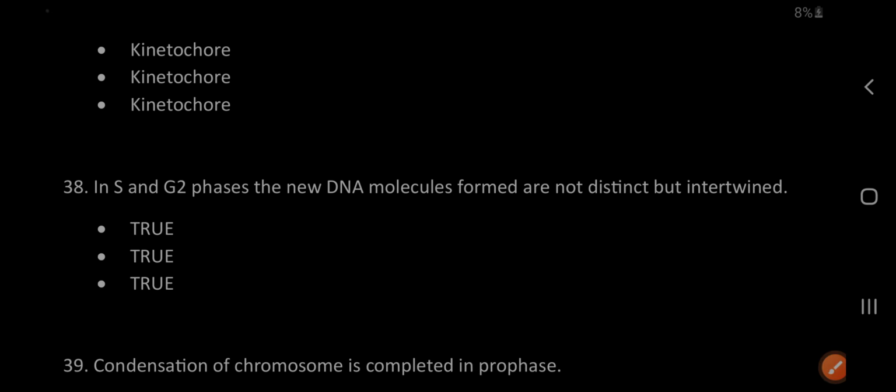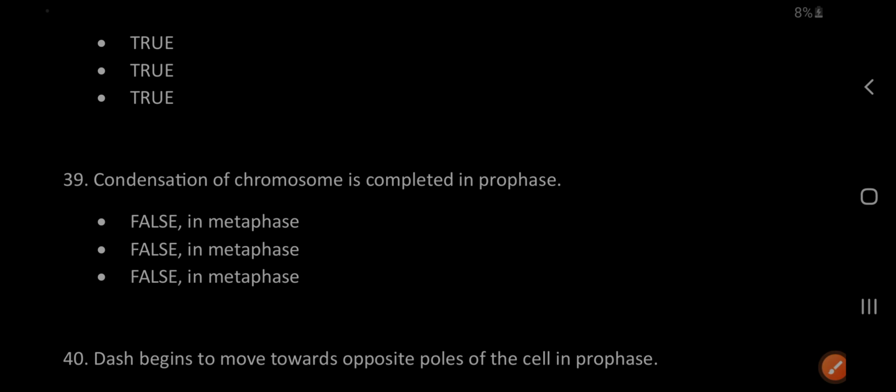In S and G2 phases, the new DNA molecules formed are not distinct but intertwined. True. Condensation of chromosome is completed in prophase. False, in metaphase.